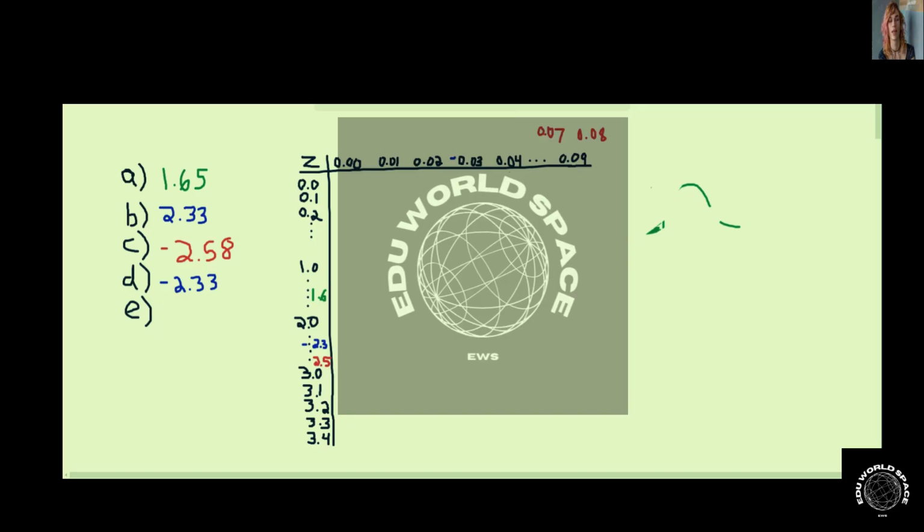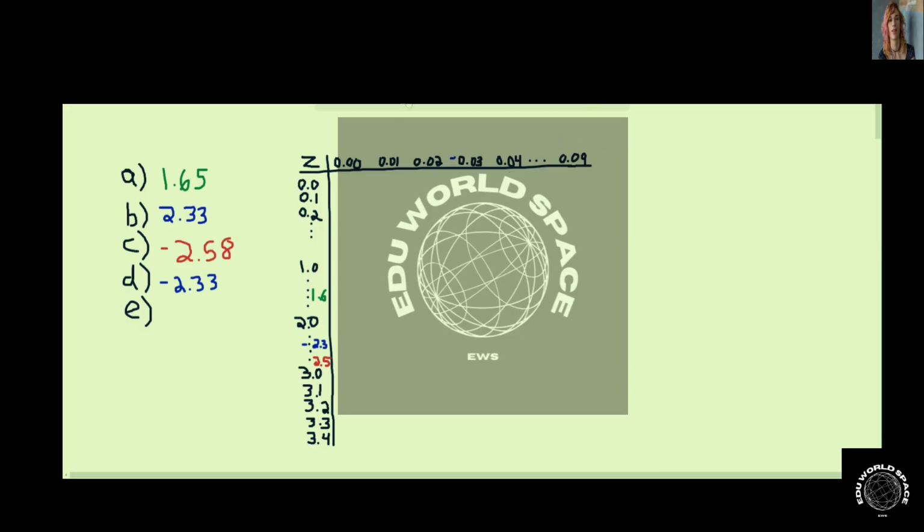And you'll notice that part B and part D did give you the same alpha level in the question. They both asked for 0.01. The only difference is that one was a right tail test and one was a left tail test. So it makes sense that they're the same number. It's just one is positive and one is negative.